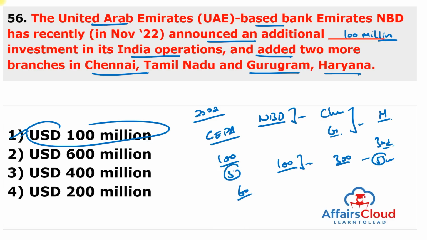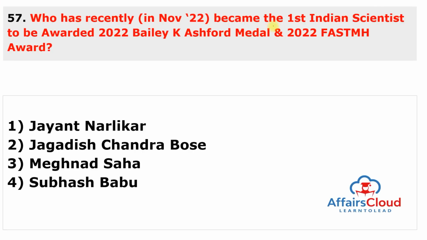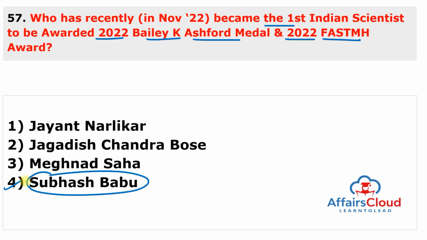Moving to the next question. Who has recently become the first Indian scientist to be awarded the 2022 Bailey K. Ashford Medal and the 2022 Fast MH Award? This is the 2022 Fast MH Award and this is Subhash Babu. The answer of this question is 4.